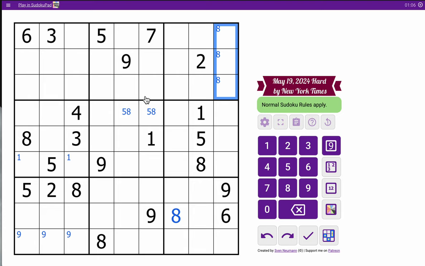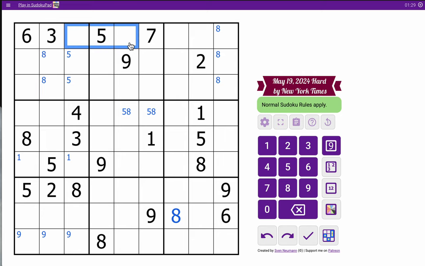Now, by columns, five is here. Okay, these two eights force an eight into one of those two. The middle ones, I have all my nines, I have no other digits. And on the right, eights have already been placed. Okay.